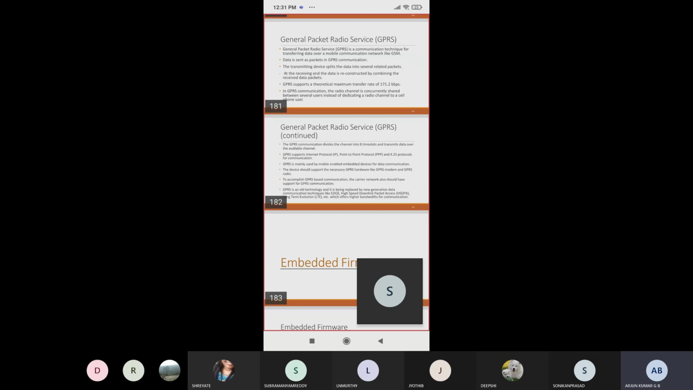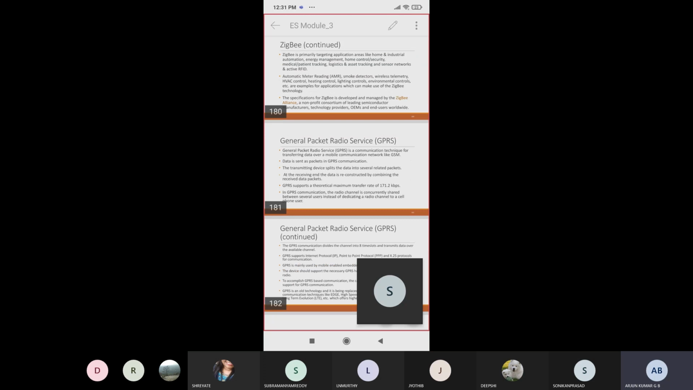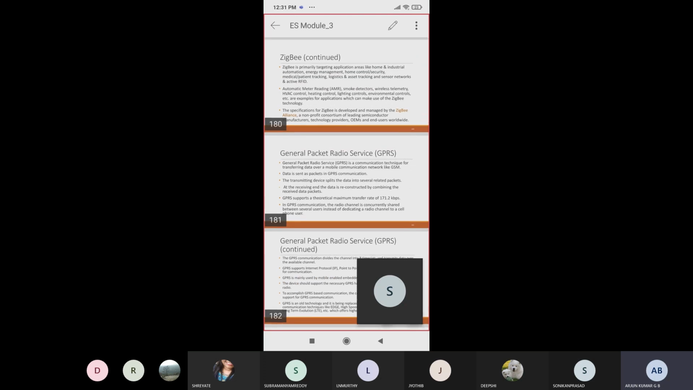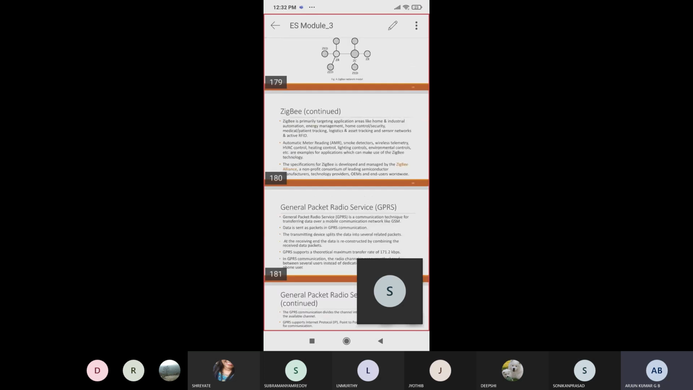Clear? Any doubt regarding this? These are the general information about wireless communication technologies like GPRS, Zigbee, Bluetooth, Wi-Fi, infrared. These kinds of devices are used in embedded systems to make the connection between them.